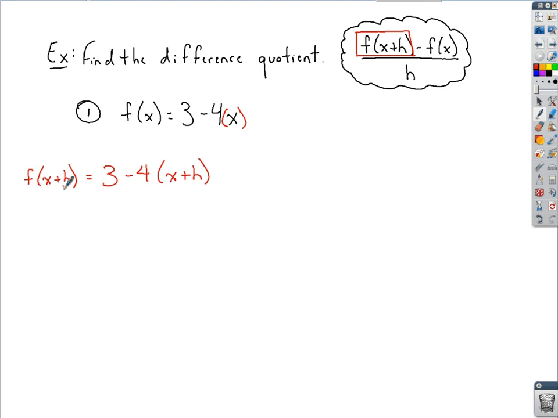Now once I do that substitution, go ahead and do some distributing here. If I distribute that negative 4 through, I've got negative 4x minus 4h. We get those terms out in the open to work with. Basically, f of x plus h in a simplified form is 3 minus 4x minus 4h.